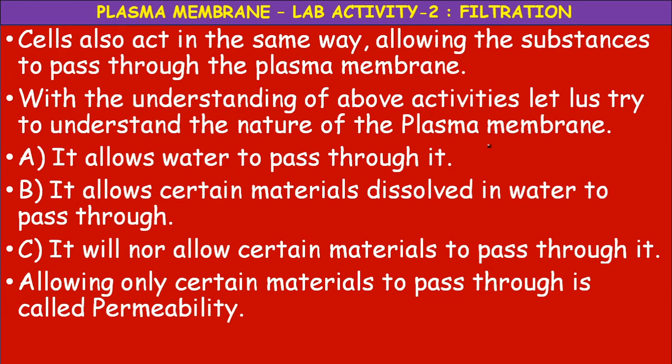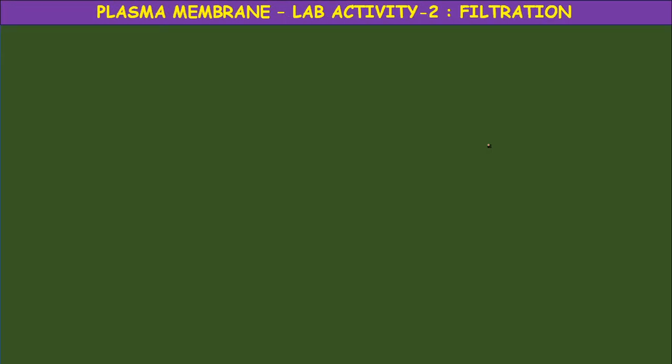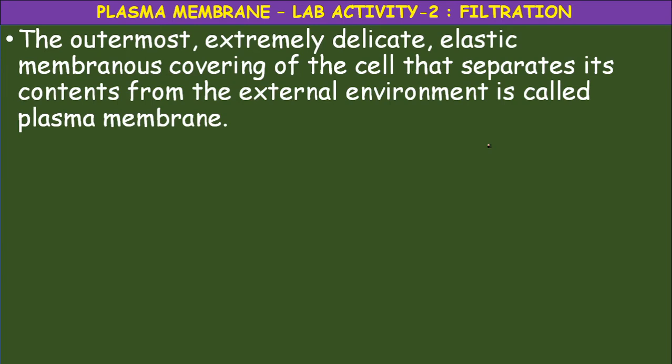Only certain substances are passing through the membrane, and that is called permeability. So it is only allowing certain substances, so it is called semi-permeability. The plasma membrane is called a semi-permeable membrane. The membrane which allows only certain substances to pass through it is called a semi-permeable membrane. The substances which are required, only those it will allow. The substances which are not required, it doesn't allow to pass through. That is the wonderful function of the plasma membrane.